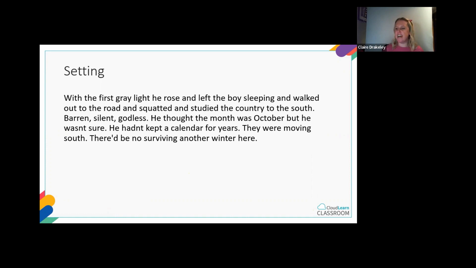With the first grey light, he rose and left the boys sleeping and walked out to the road and squatted and studied the country to the south. Barren, silent, godless. He thought the month was October, but he wasn't sure. He hadn't kept a calendar for years. They were moving south. There'd be no surviving another winter here.